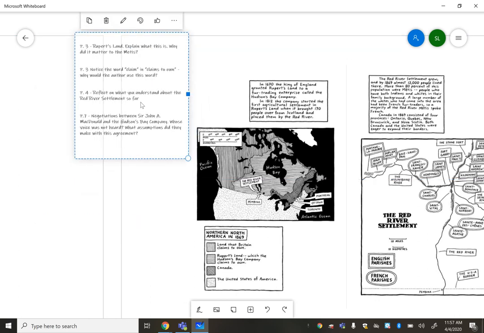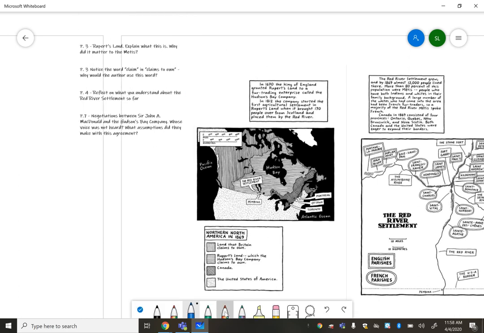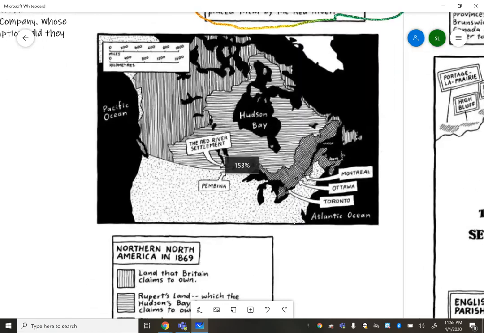On page 3, it says right here, in 1670, the King of England granted Rupert's Land to a fur trading enterprise called the Hudson's Bay Company. In 1812, the company started the first agricultural settlement in Rupert's Land when it brought 170 people over from Scotland and placed them by the Red River. So let's take a look at this map and see if it gives us any more information.